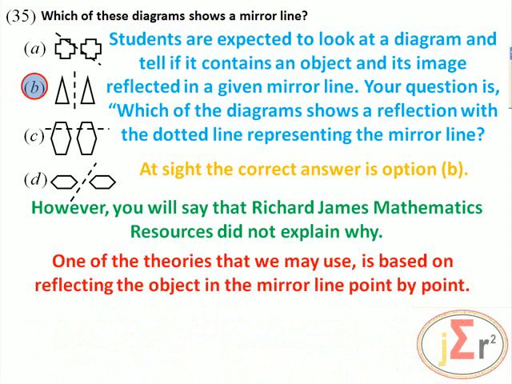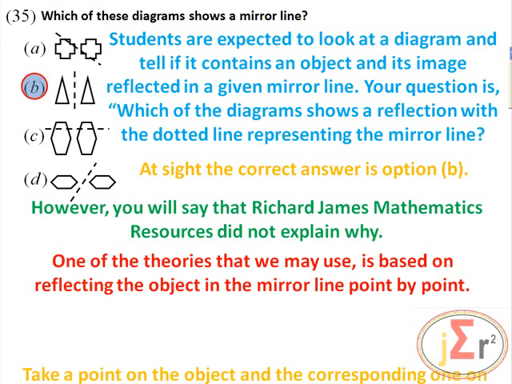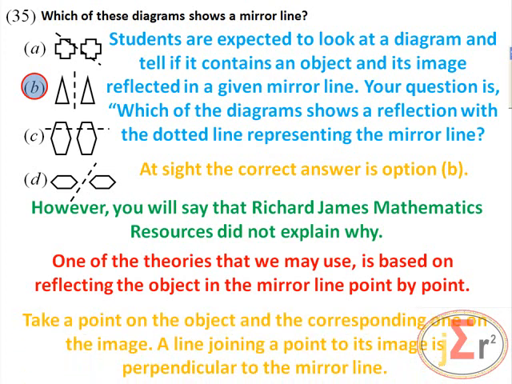One of the theories that we may use is based on reflecting the object in the mirror line point by point. So if we look at the corresponding points of the object and its image, then we are sure to discover why the others are incorrect. Take a point on the object and the corresponding one on the image. A line joining a point to its image is perpendicular to the mirror line.